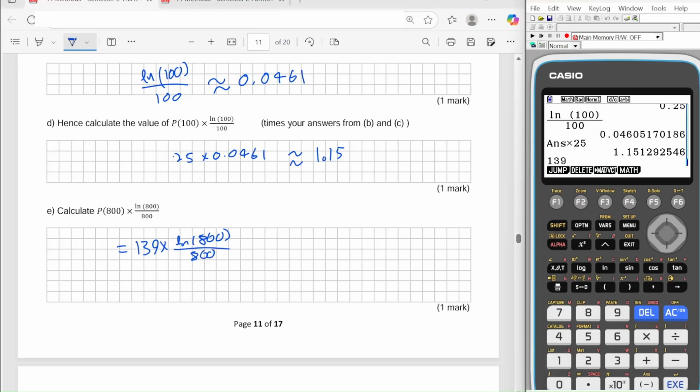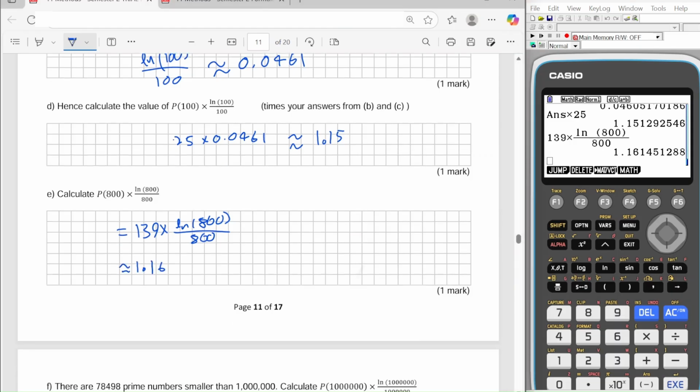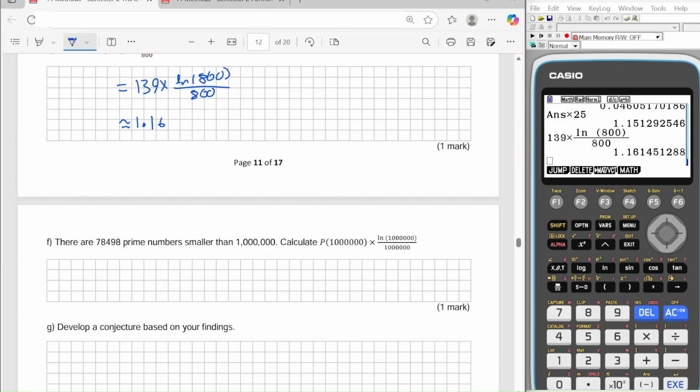The funny thing about maths is we've got all these complex problems we can solve, but something really simple like prime numbers still has a lot of mysteries around it. Okay, there we go, about 1.16. Cool. There are that many below a million. We want to calculate that. So that is 78498 times that.